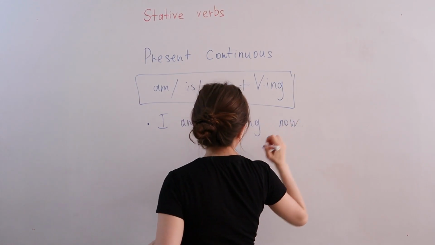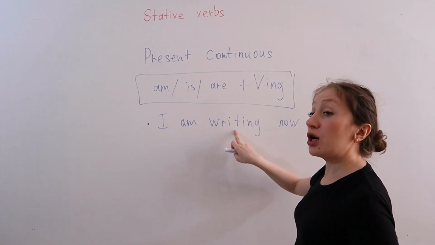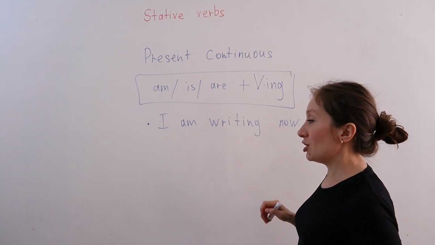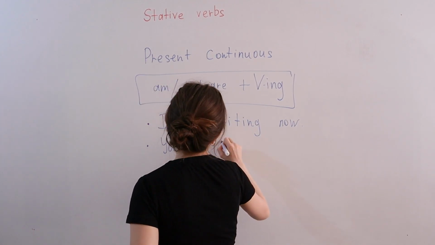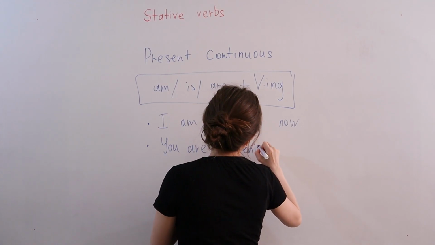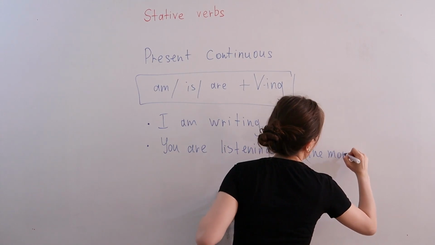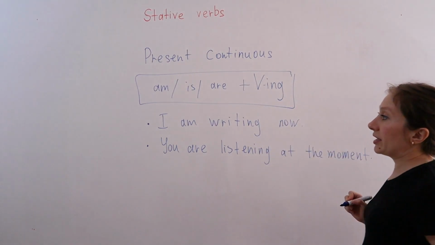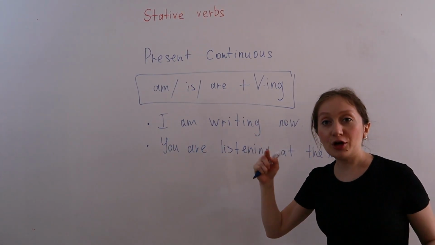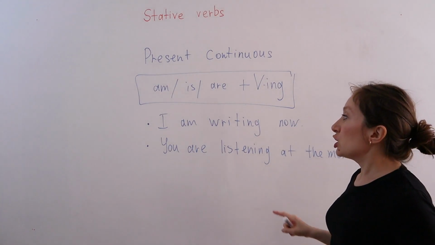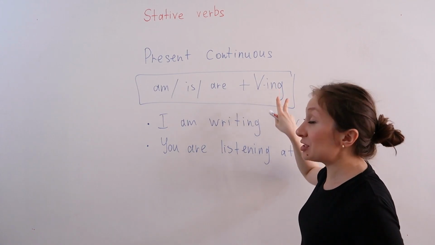Now, so action going on at the present moment. The verb to be, verb write, and ing. So you are listening at the moment, right? So you're listening at the moment. Verb to be, listen, the verb, and ing ending. So these verbs are used in continuous tense with ing ending.